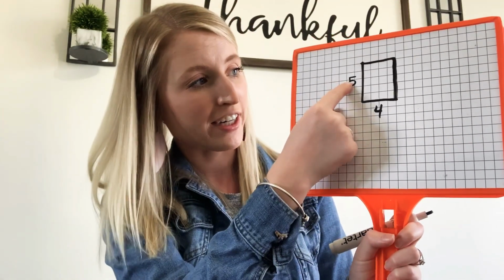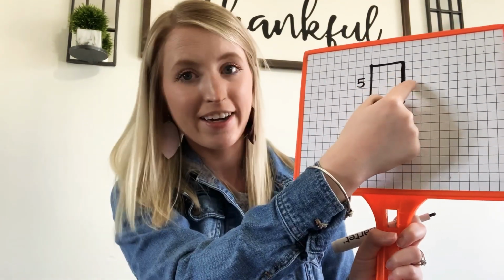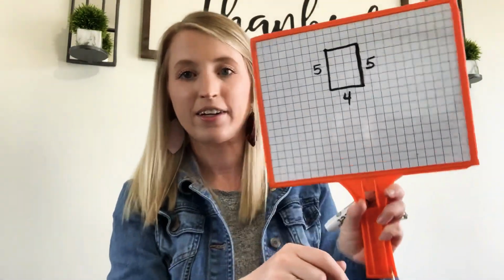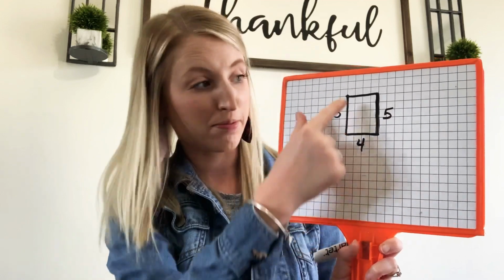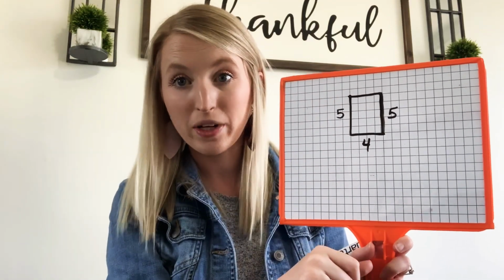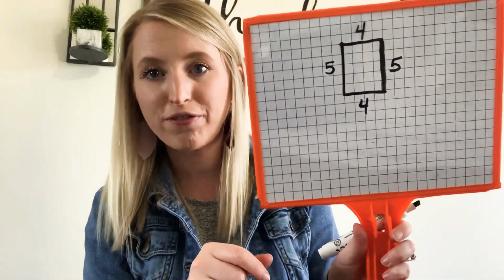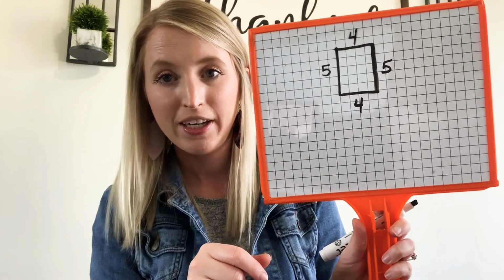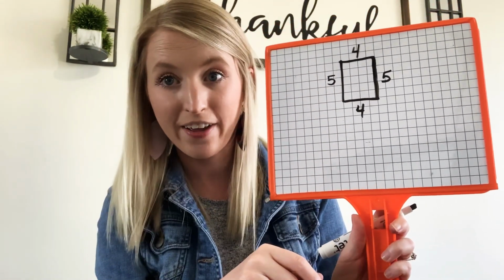So if the length is 5 here, that means that this side is also 5. So I'm going to write a 5 here, okay? If my width is 4, that means that up top here, it's also going to be 4, right? So now I can see all 4 sides of my shape. And to find the perimeter, I have to add all 4 sides together.